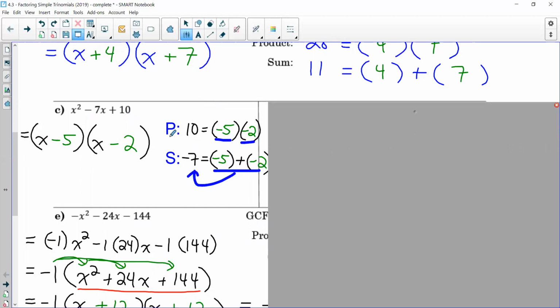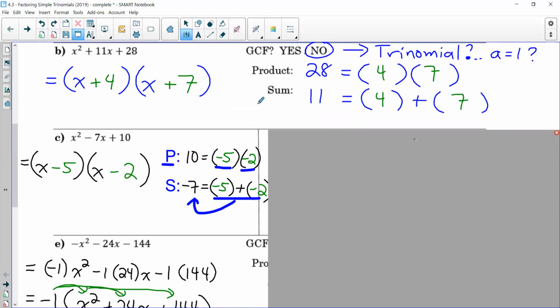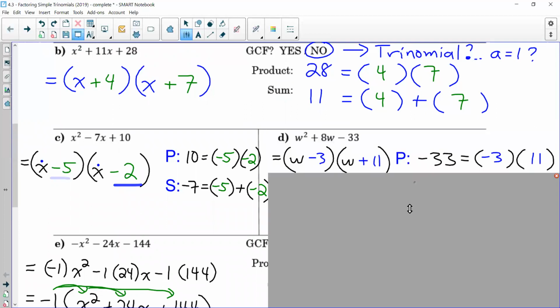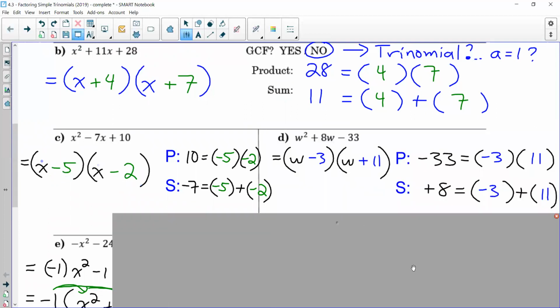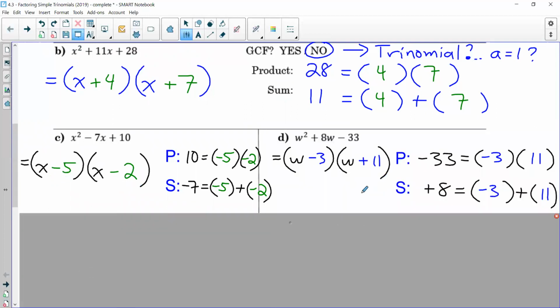I've abbreviated the little work up at the top where it says product and sum, and just use P and S. Once you find those numbers, the x's are automatic inside the brackets, and then you just put the numbers in there that work for your pattern. Okay, similarly with this next example, it doesn't matter if it's an x or not, it's product, sum. And again, there's no greatest common factor to worry about.